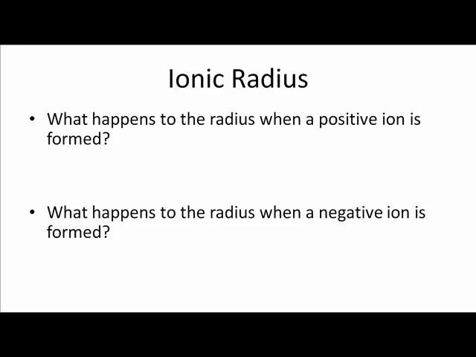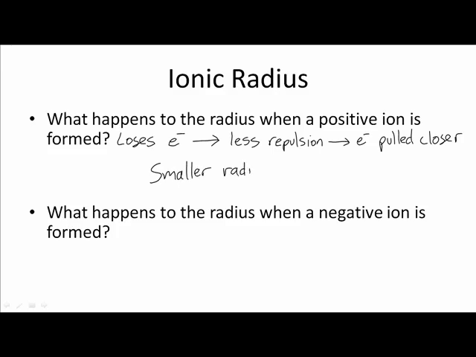It loses electrons, yep. Loses electrons. Fewer electrons means less repulsion among electrons. They're going to get pulled in closer to the nucleus. So smaller radius when it's positive, especially if it loses all its valence electrons. If magnesium loses 2 electrons, now you've gotten rid of energy level 3. You're losing that entire outer energy level. You're going to a smaller energy level underneath.